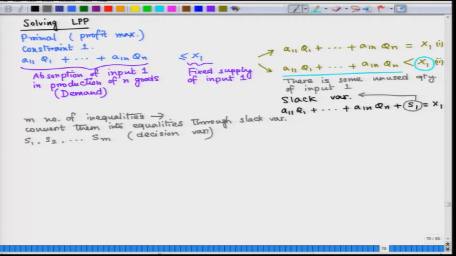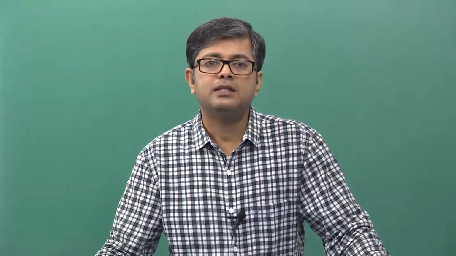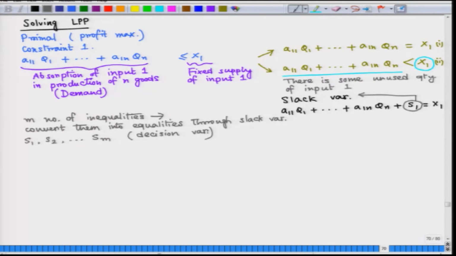So, by adopting this concept of slack variable, we get what is known as the augmented or slack surplus form of the linear programming problem. Okay. Now, let us move to the dual problem. So, dual was basically a kind of cost minimization problem, right.